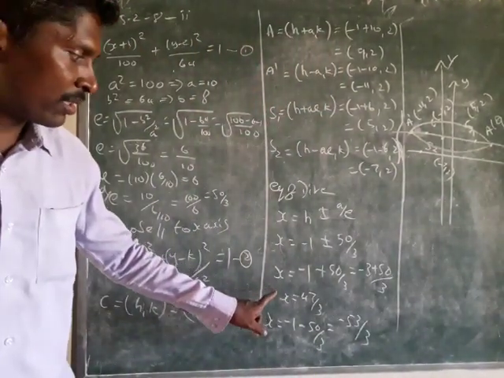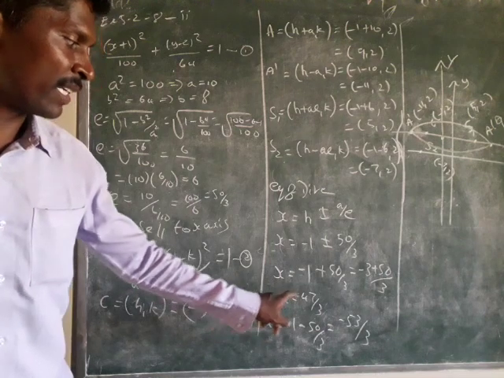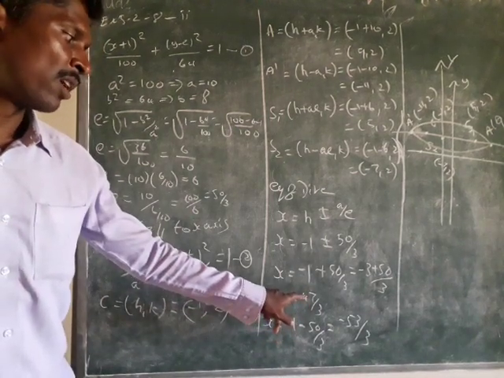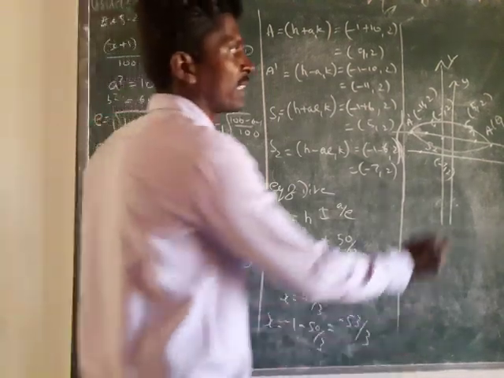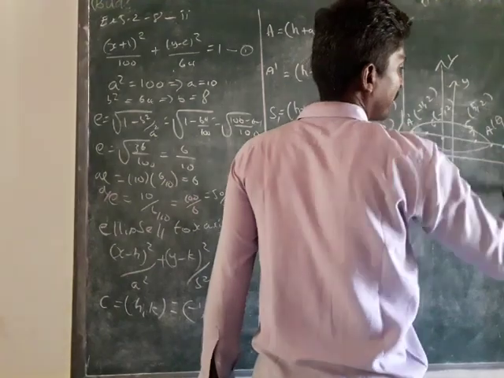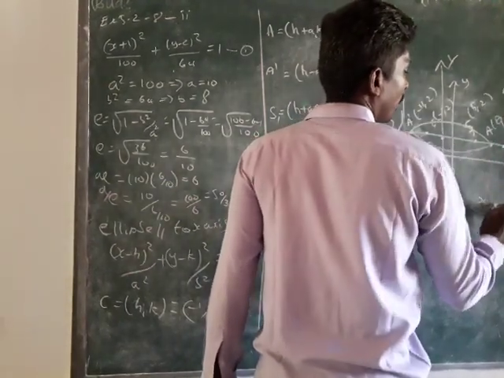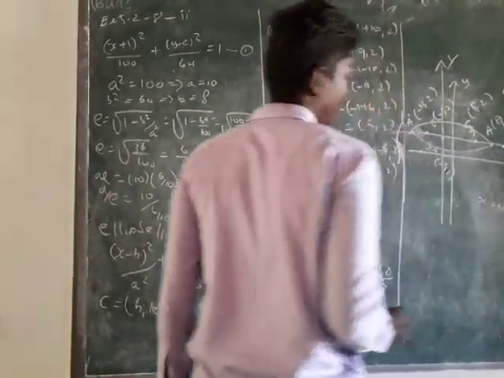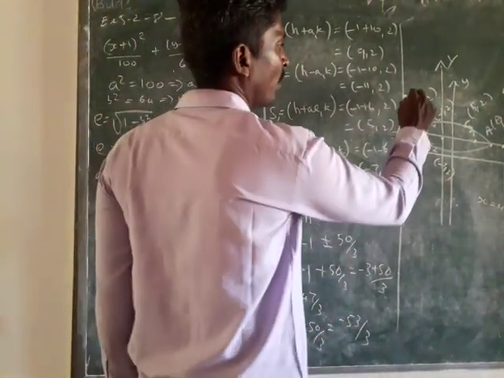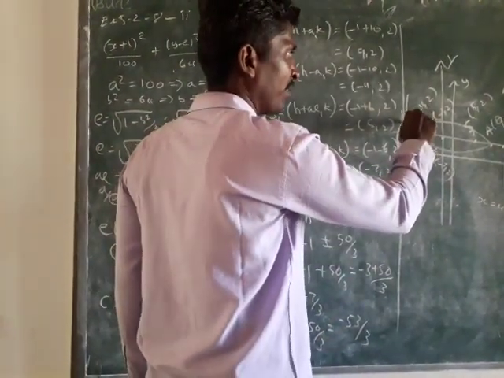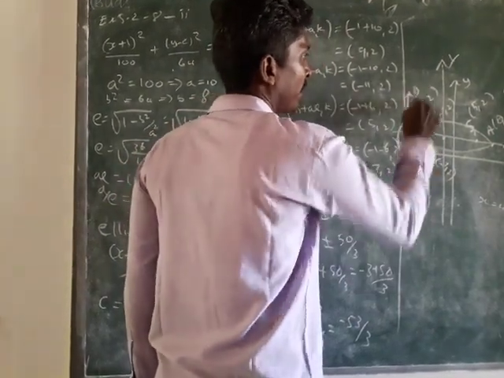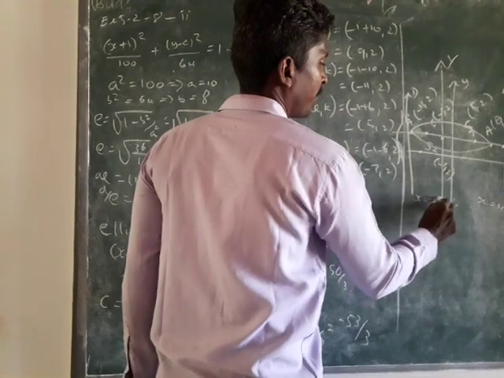Now the directrix x equals 47 by 3. Approximately it becomes 12 point something, since the vertex is at 9. So you can mark it approximately. So the first directrix is x equals 47 by 3. One more directrix is minus 53 by 3, so 11 point something will come here. The second directrix is x equals minus 53 by 3.